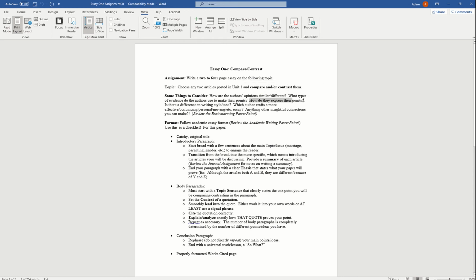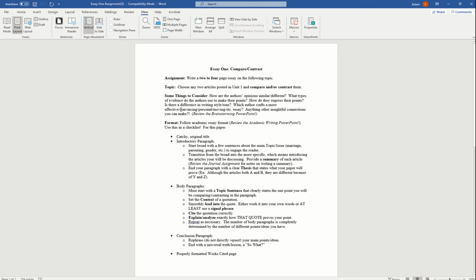How do they express their points? I don't know. What does the teacher mean, express their points? They do it in writing. Geez. Is there a difference in writing style or tone? Well, I remember thinking Rothenberg's was surprisingly happy. It was about divorce, but her family got along really well and stuff. Whereas Sullivan's definitely had a more depressing and sad tone. Yes. Okay. So there are a few things I didn't understand, but a few things that I could answer right away. So I'm off to a good start.